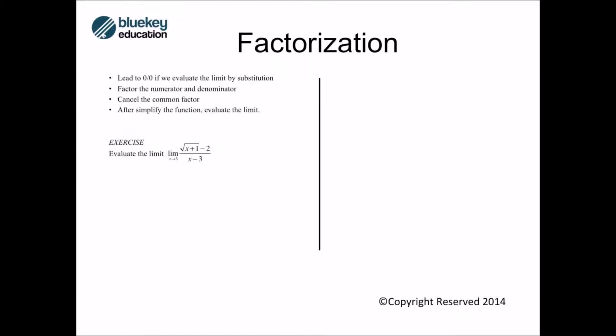And the next method is factorization. After we substitute a value into the function, if it leads to 0 divided by 0, we need to use this method. For example, let's take a look at the exercise. Compute the limit of (square root of (x plus 1) minus 2) divided by (x minus 3). What happens if you simply substitute x equals 3 into the function? It comes to 0 divided by 0, and this form is called an indeterminate form. Similarly, we have other forms such as positive infinity divided by infinity.